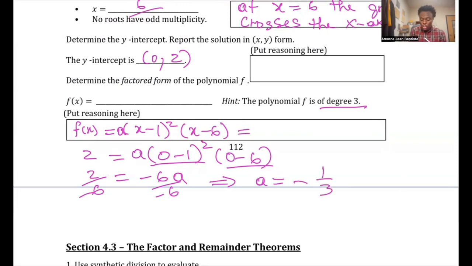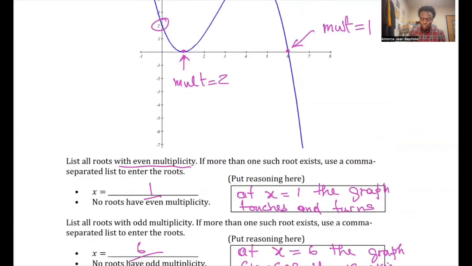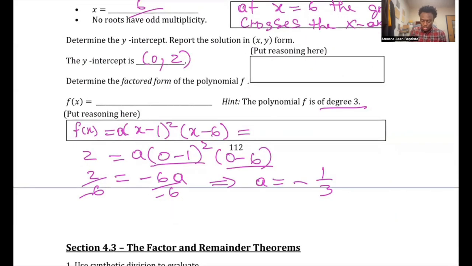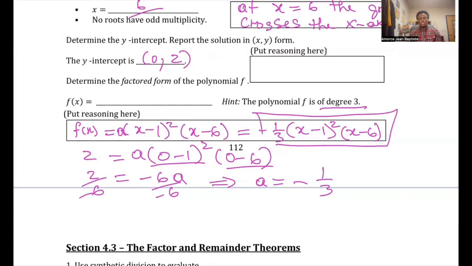So the polynomial function that was described on the graph here was negative 1/3 of x minus 1 squared times x minus 6. So that is the polynomial function that we should have found in this problem. We can even write it up here, negative 1/3 x minus 1 squared times x minus 6.